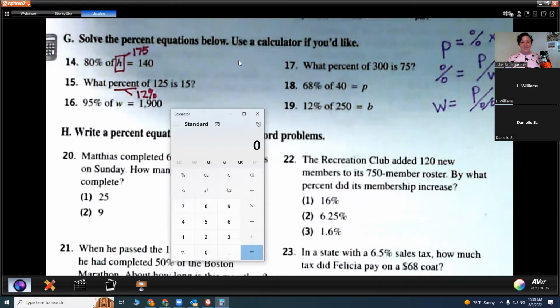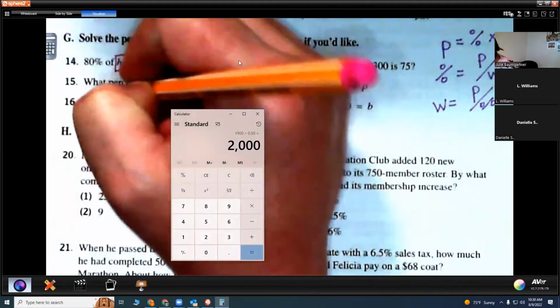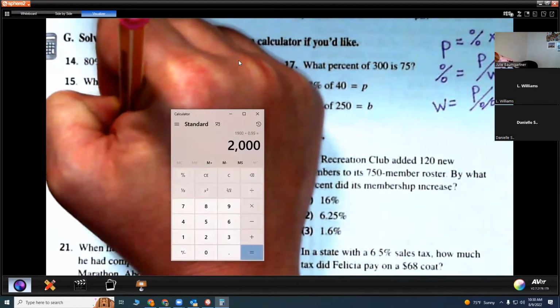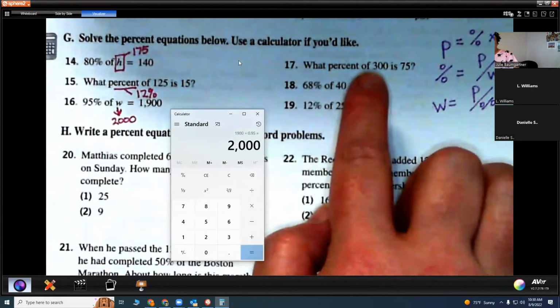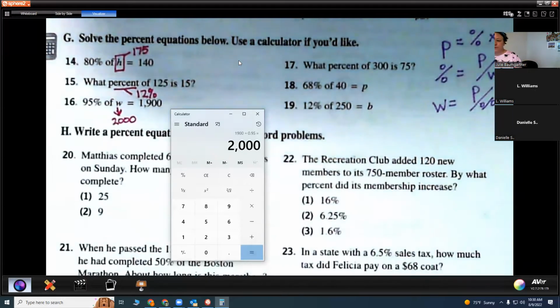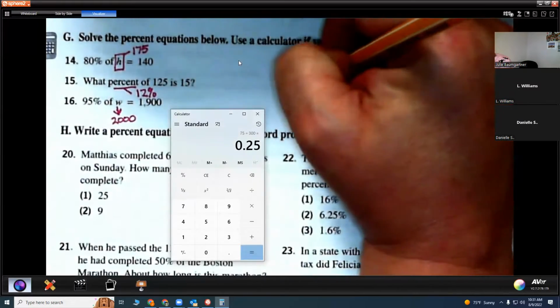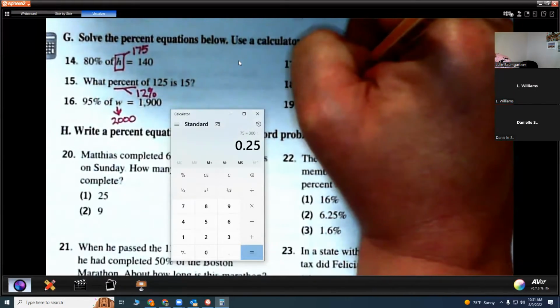All right. So same thing, we're going to do our part and divide it by our percent. So 0.95. And I guess that makes sense, right? 95% of 2000 is 1900. All right. So then number 17 is like 15. So once again, we take our part, 75, divided by our whole, 300. So yep, 75 is 25% of 300.